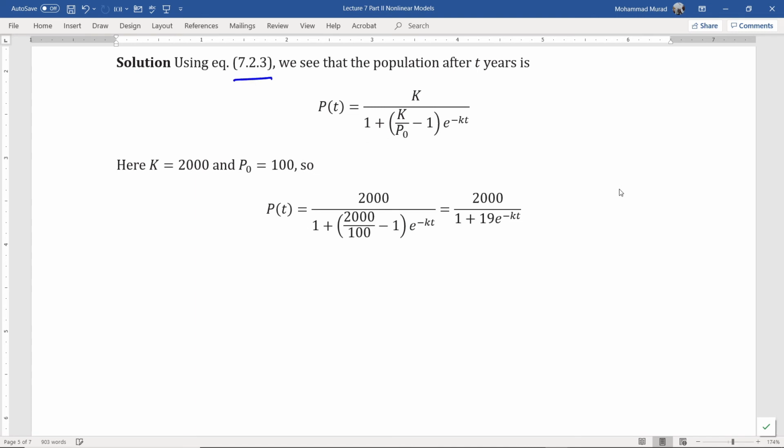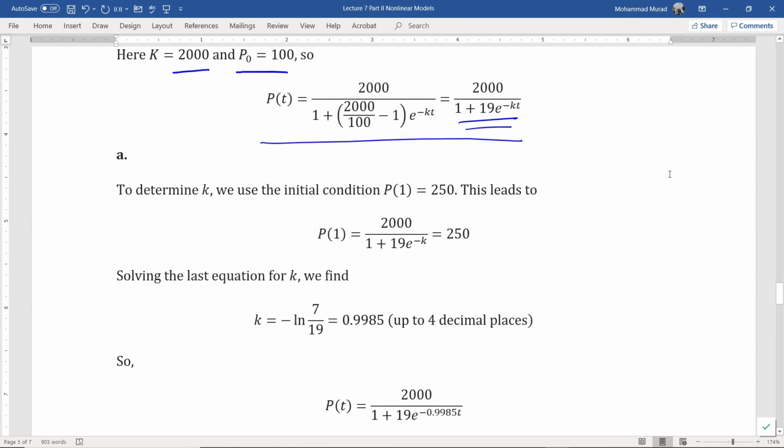Using equation 7.2.3, we see that the population after t years is given by this expression. Here, the carrying capacity k equals 2000 and the initial population of the fish, p sub 0, equals 100. So the expression simply becomes p of t equals 2000 over the quantity 1 plus 19 times e to the negative kt. Now to determine k, we use the condition that after 1 year, the number of fish is 250. This leads to the equation where k is the unknown growth rate.